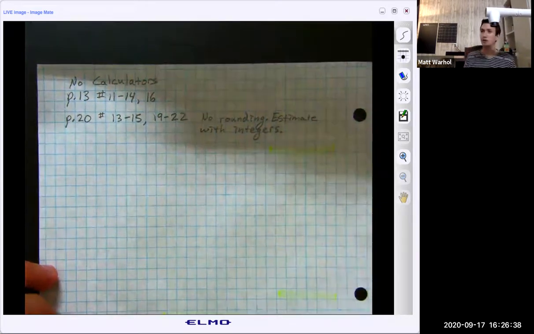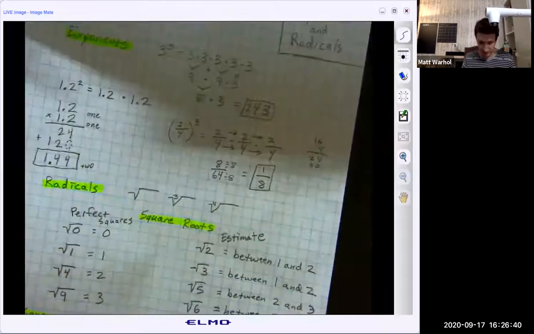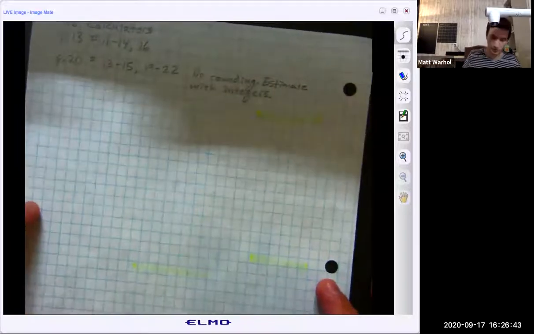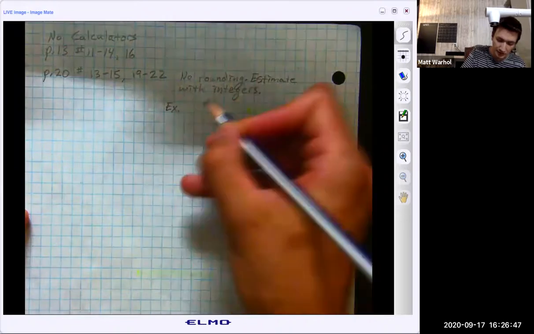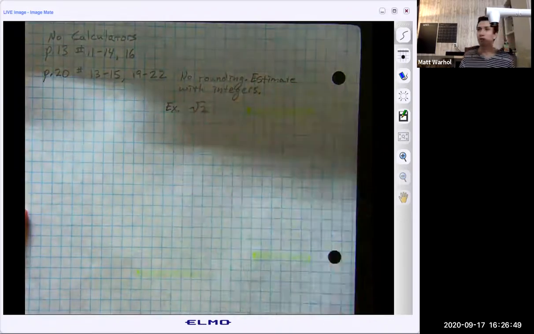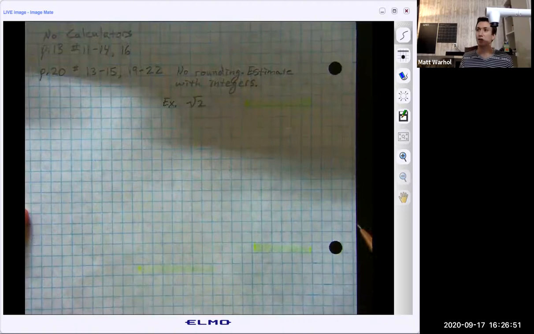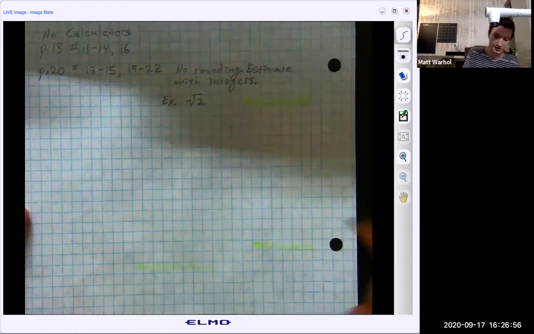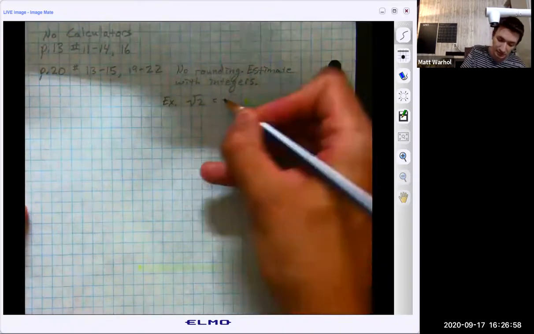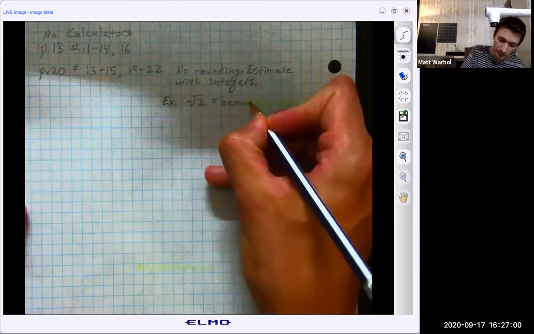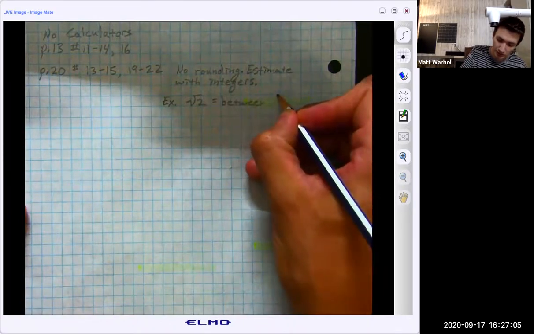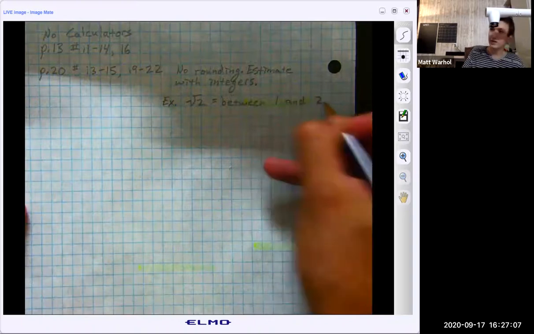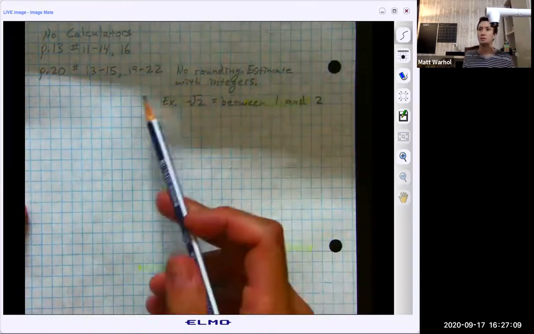For example, on the front, what did we say? We said the square root of 2. This will be an example. I'll put EX. The square root of 2. In the book, it might give you square root of 2, and it says round it and give an estimation. We're not rounding. Instead, you would just say the square root of 2 is between, what was it between? It was between 1 and 2. That's what you're going to be doing for the problems on page 20.